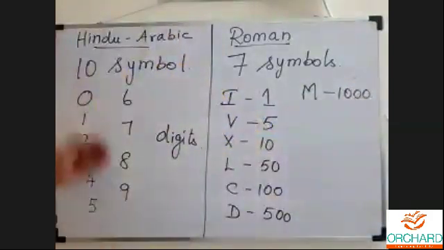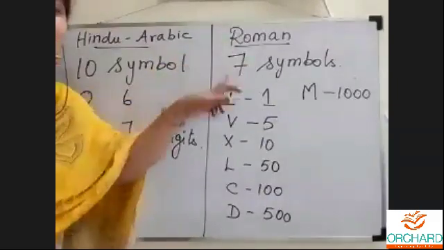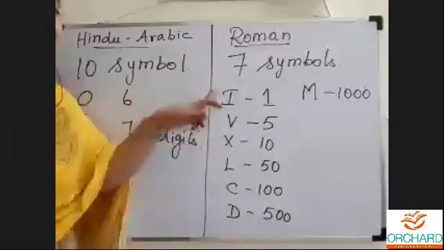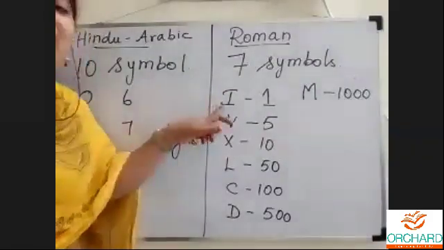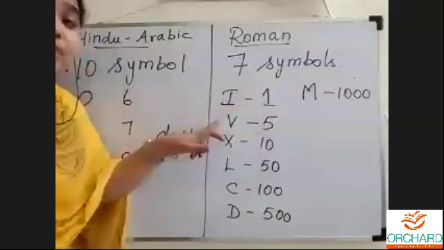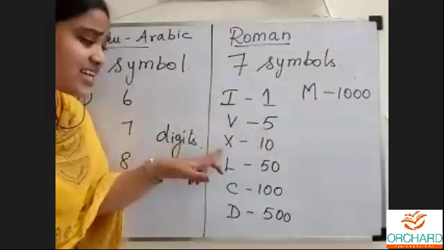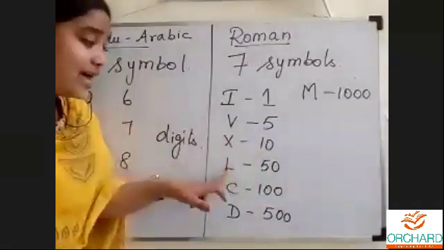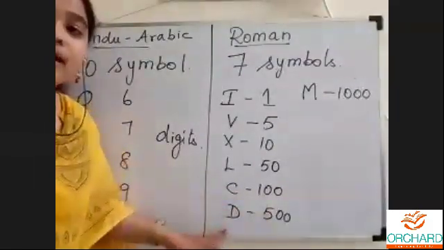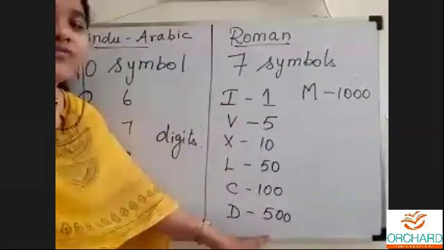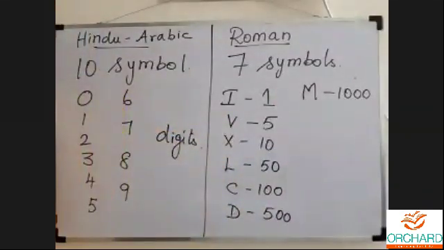Just recall once again what you have learned in the last class. Roman numeral has 7 symbols, and each symbol is represented in capital letters. I stands for 1. These are the basic symbols, okay? V stands for 5, X stands for 10, L stands for 50, C stands for 100, D stands for 500. Very good, Sanchika. And M stands for 1000.